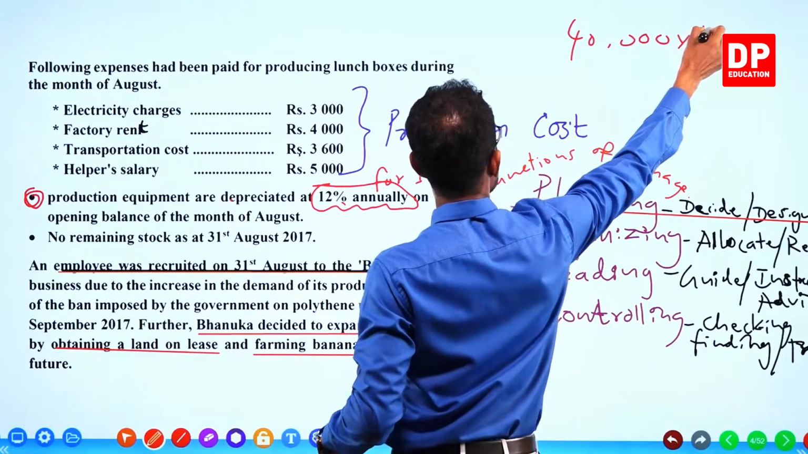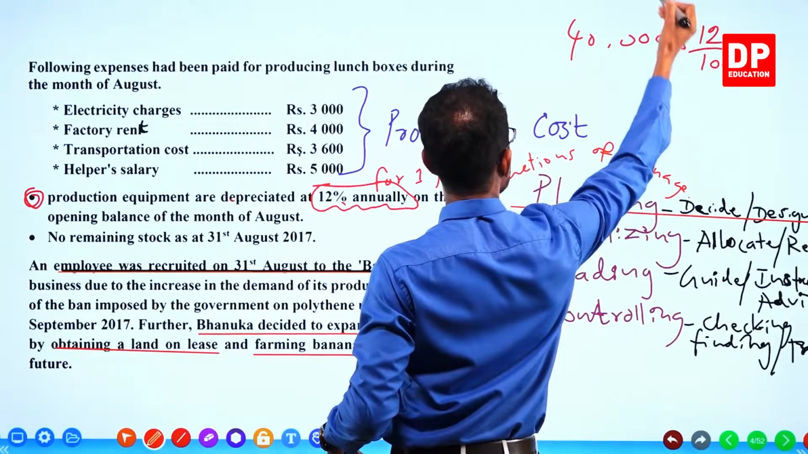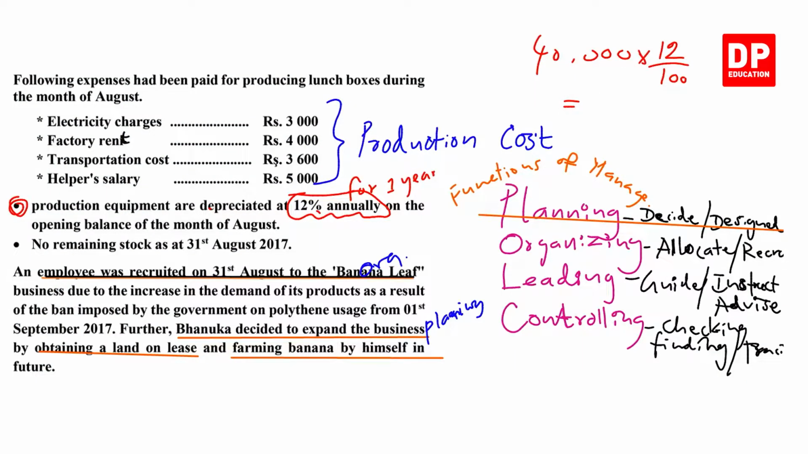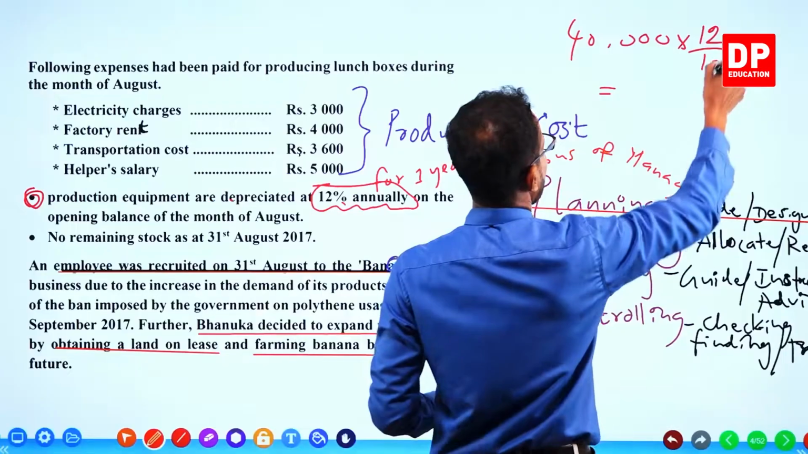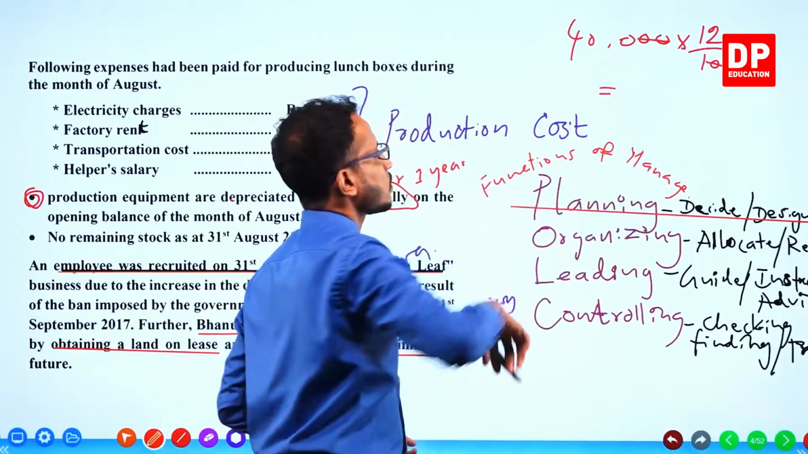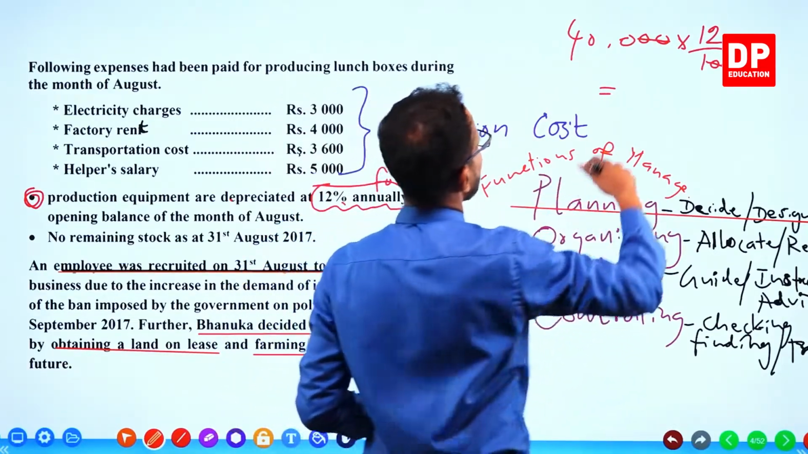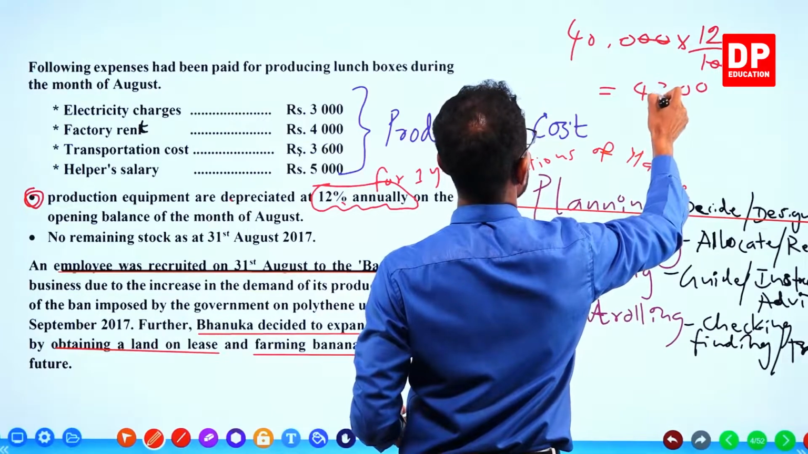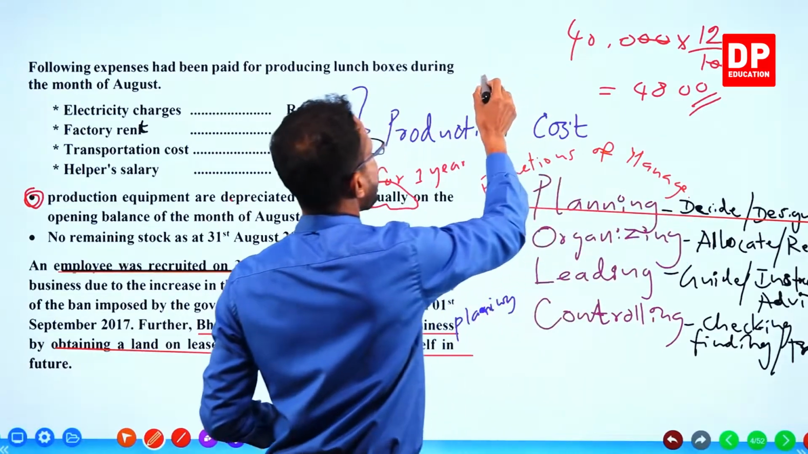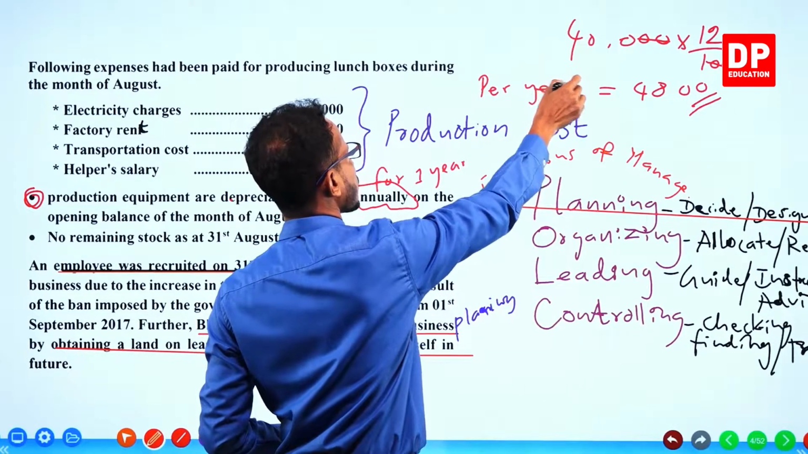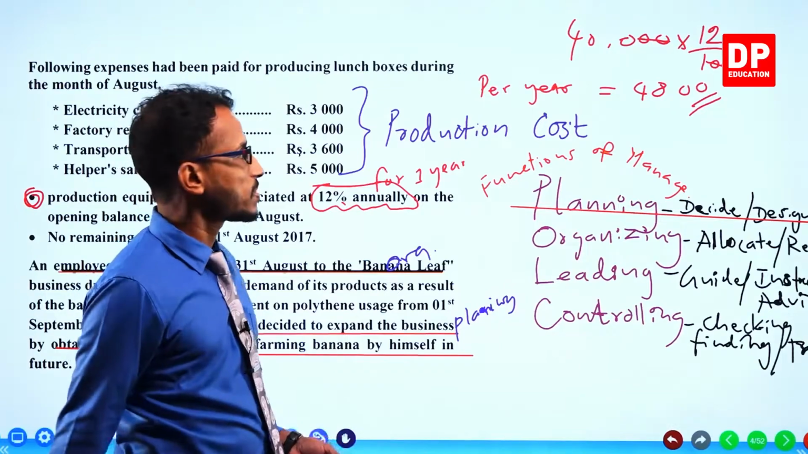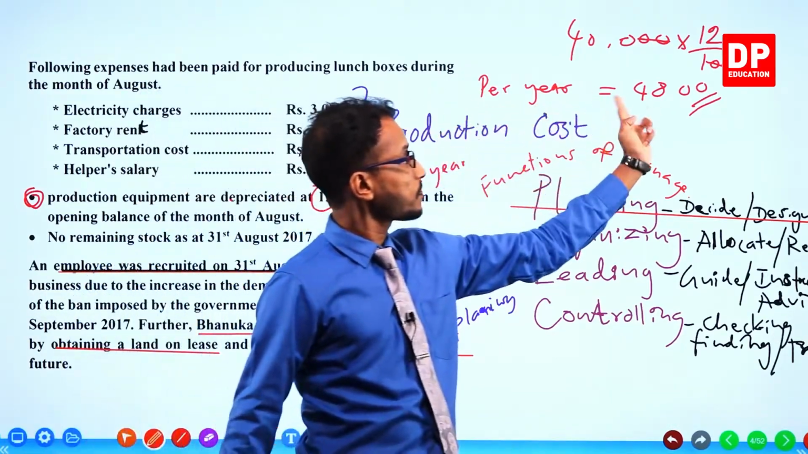So let's do it. 40,000 into 12 over 100. How much? Answer is how much? Tell me. It's your calculations. 40,000 divided by 100, 400, into 12, 4,800. This is per year. But they are not asking for the annual depreciation. This is annual depreciation per year.